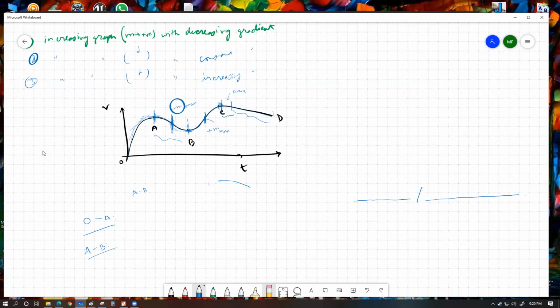So could you repeat? The object slows down, comma, with increasing deceleration. Increasing deceleration at the beginning and decreasing deceleration afterwards.